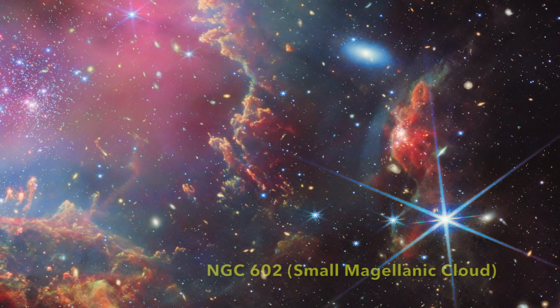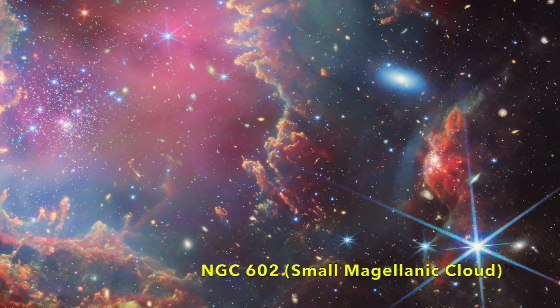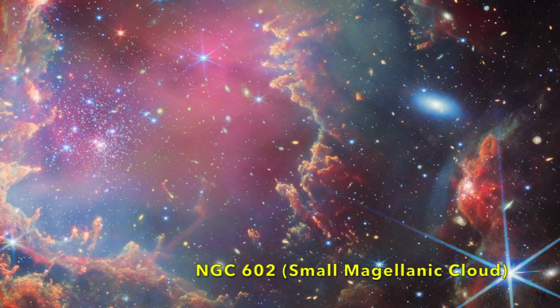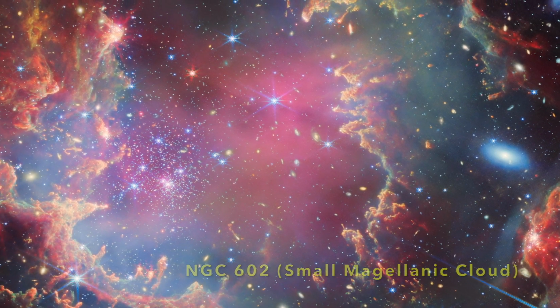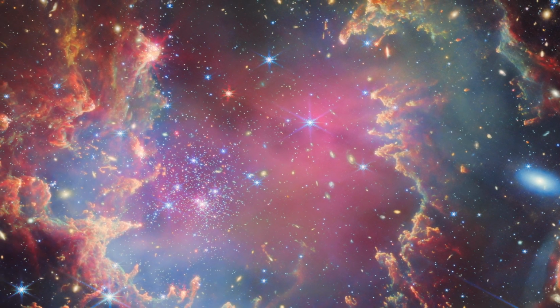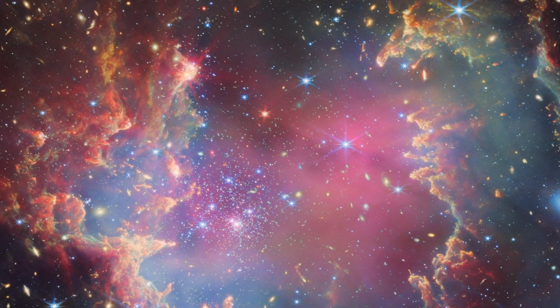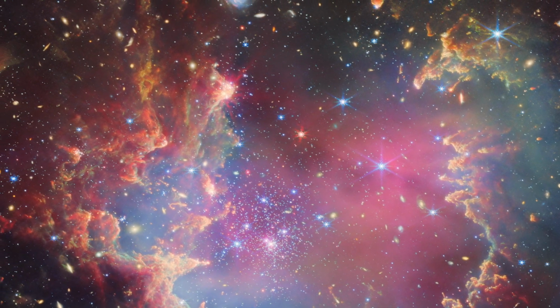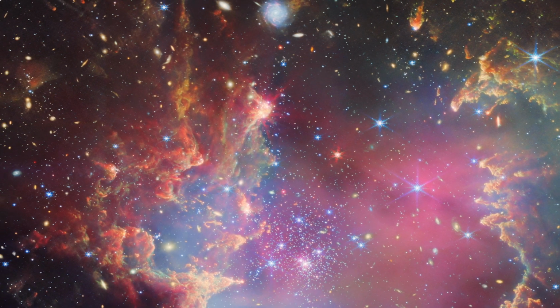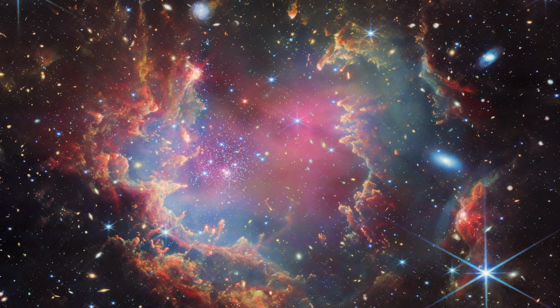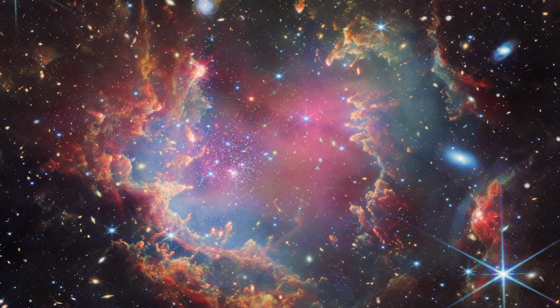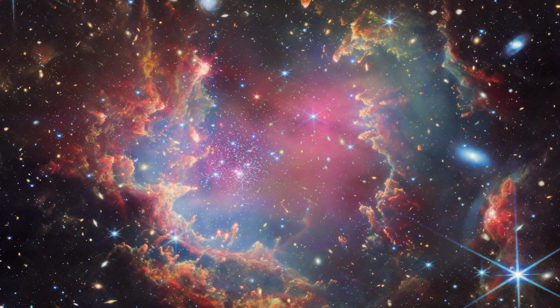As the Webb looked closer into a star-forming region called NGC 602 in the Small Magellanic Cloud, a dwarf satellite of the Milky Way, it found not one, two, or three, but an entire group of objects called brown dwarfs. This is incredible because although astronomers know of around 3,000 brown dwarfs in our own galaxy, this is the first time they have been discovered outside the Milky Way.